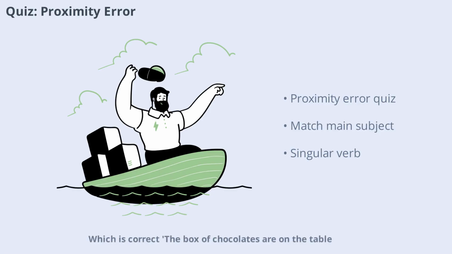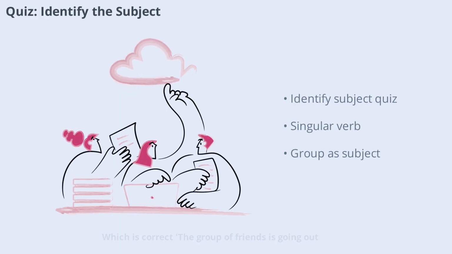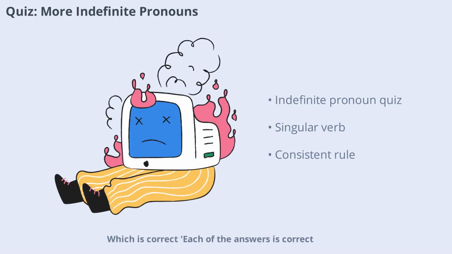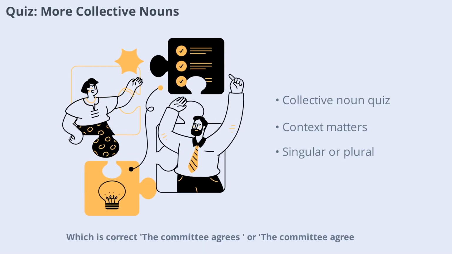Which is correct? "The box of chocolates are on the table," or "the box of chocolates is on the table"? The answer is "is on the table," because box is the subject, not chocolates. Which is correct? "The group of friends is going out," or "the group of friends are going out"? The answer is "is going out," because group is the subject, not friends. Which is correct? "Each of the answers is correct," or "each of the answers are correct"? The answer is "is correct," because each is always singular. Which is correct? "The committee agrees," or "the committee agree"? If the committee acts as one, use agrees. If acting individually, use agree.